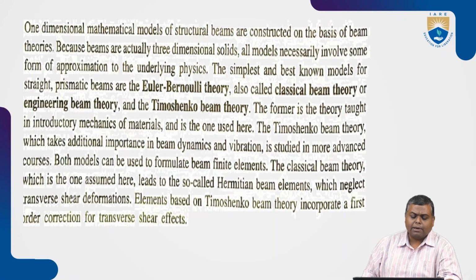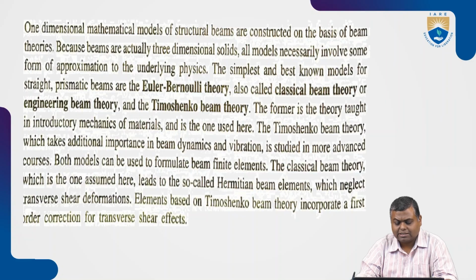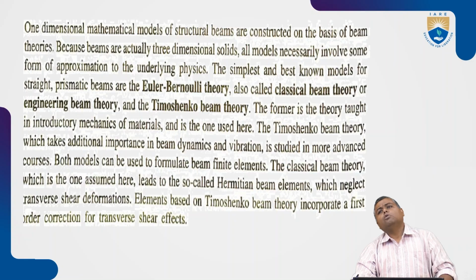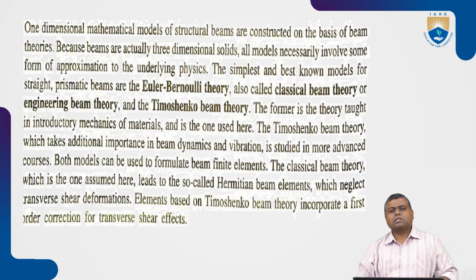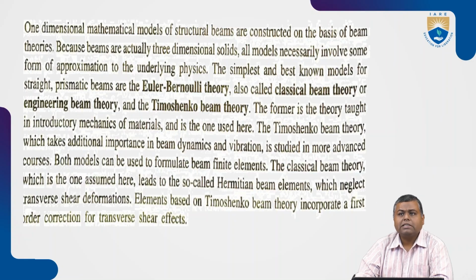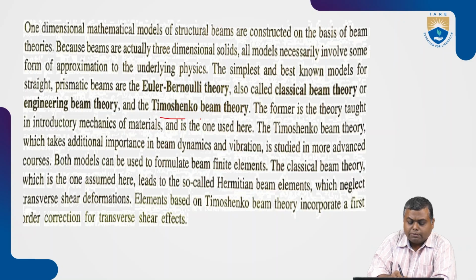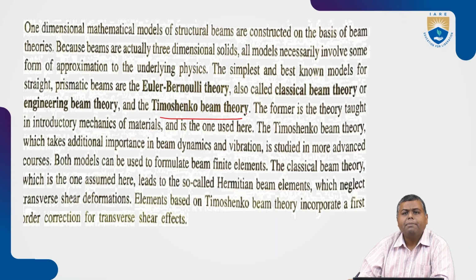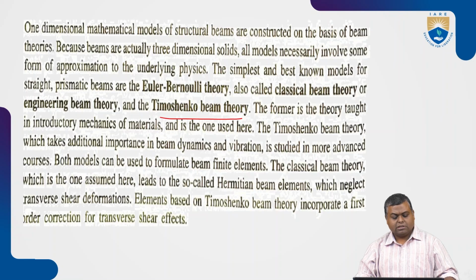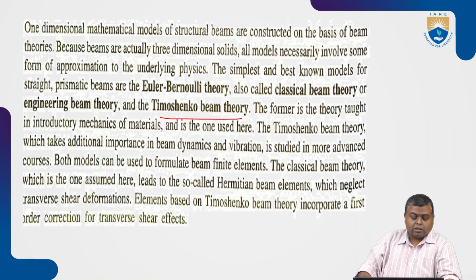Now, one-dimensional mathematical models of structural beams are constructed on the basis of beam theories. Generally, Euler's theories are used to define these one-dimensional structural elements. The simplest and best known models for straight prismatic beams are of the Euler theory type. Timoshenko is the other beam element where we learn about beam theory. Additional importance in beam dynamics and vibrations can be studied in this course. Both models can be used to formulate the beam finite element.